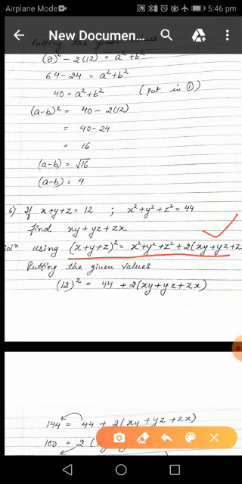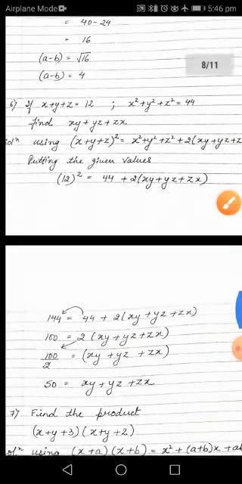Now we wish to find the value of this bracket. So we'll shift the other terms. In the question it was given x plus y plus z is equal to 12 and the sum of the squares of these numbers was 44. So I just substituted the values. 12 square comes out to be 144 and on the other side we have 44.